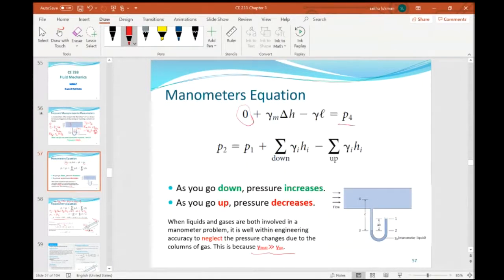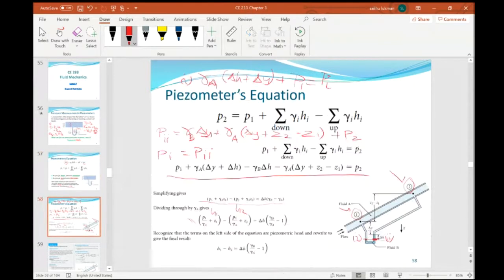Okay, and this is the same thing. When you go up, the pressure decreases. When you go down, the pressure increases. Okay, and we say the unit weight of liquid is far, far greater than the unit weight of gas because of density. Gas density is far, far less than the density of liquids.